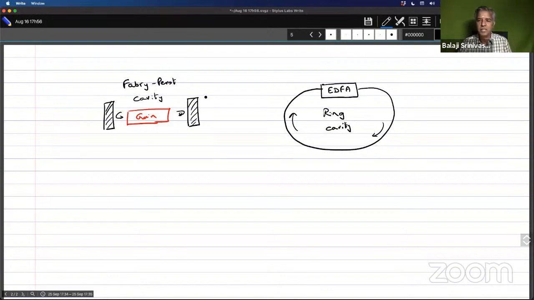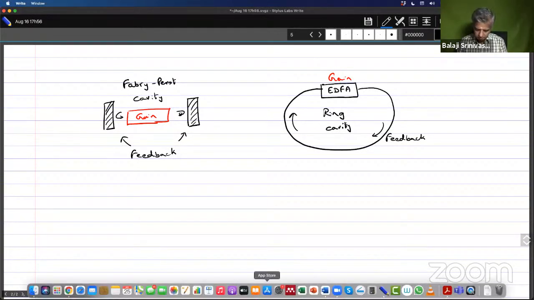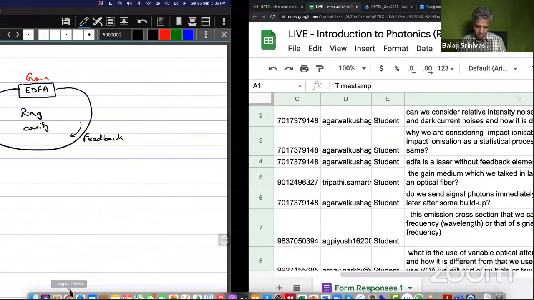element, and using that gain element. So in this case, this is your gain element, and using that gain element with feedback. In this case, the feedback is coming from this. Here, the feedback is coming from these mirrors. So gain element with feedback is what is making your laser. Okay, so hopefully I answered that question.